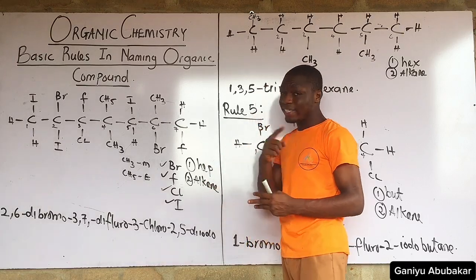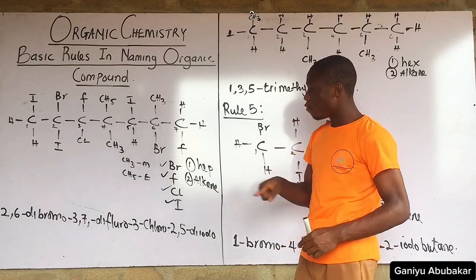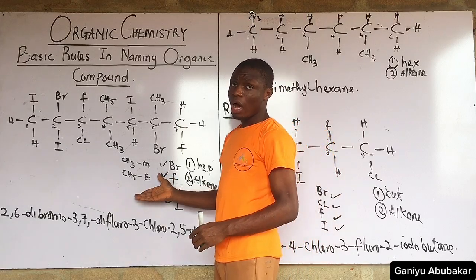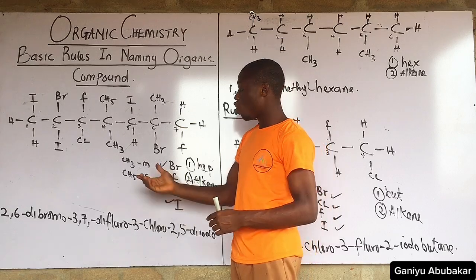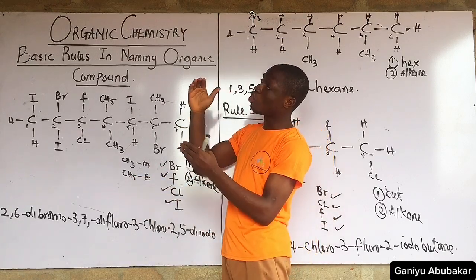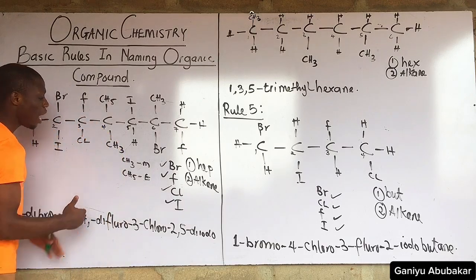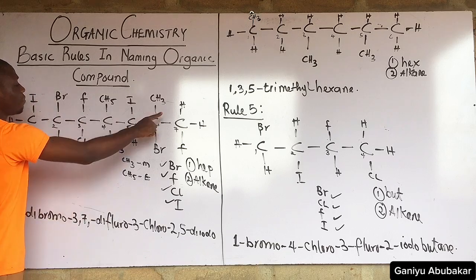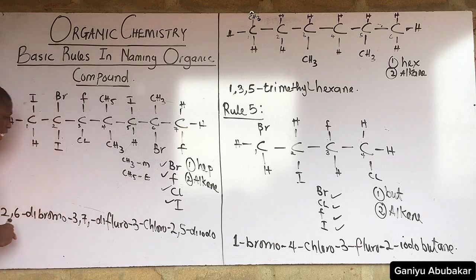But since I follow the pattern of arranging in alphabetical order for my inorganic substituents, I am meant to use alphabetical order here too. So some authors use alphabetical order for organic substituents, while some use the order of arrangement. But for this case here, let's choose to use alphabetical order. I'm having E and M. Which one comes first? E. That's C2H5. So what's the position of C2H5 here? That's 4. And I have just 1 ethyl. That becomes 4-ethyl.